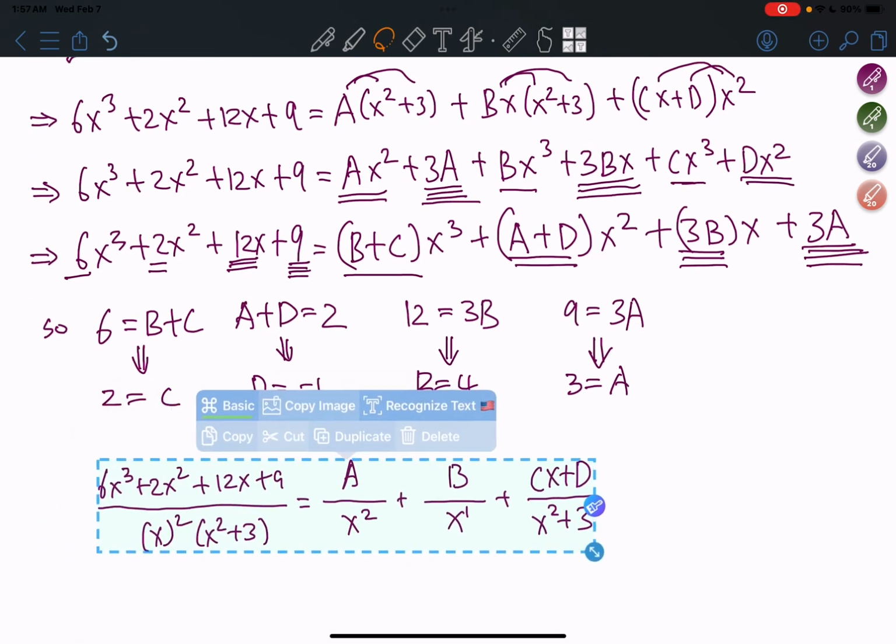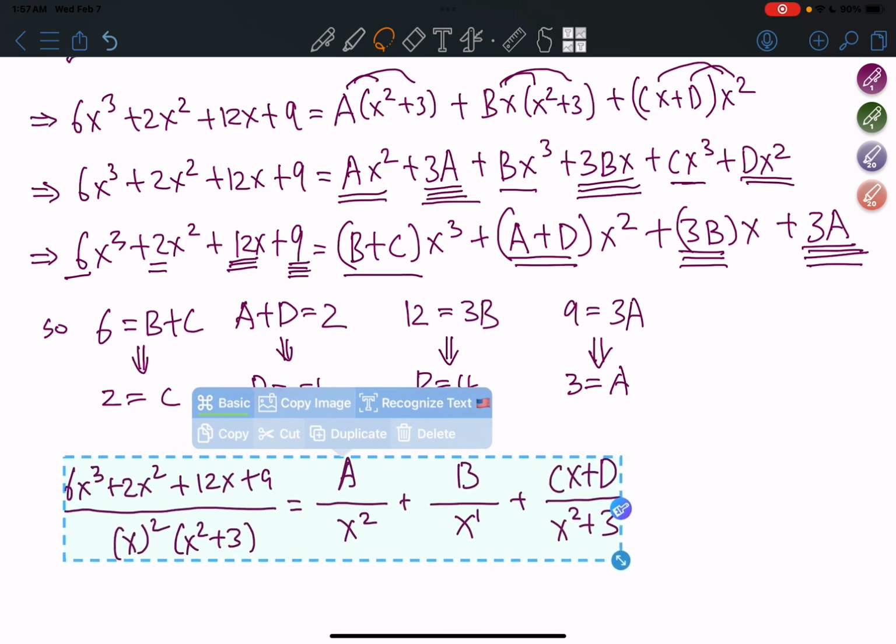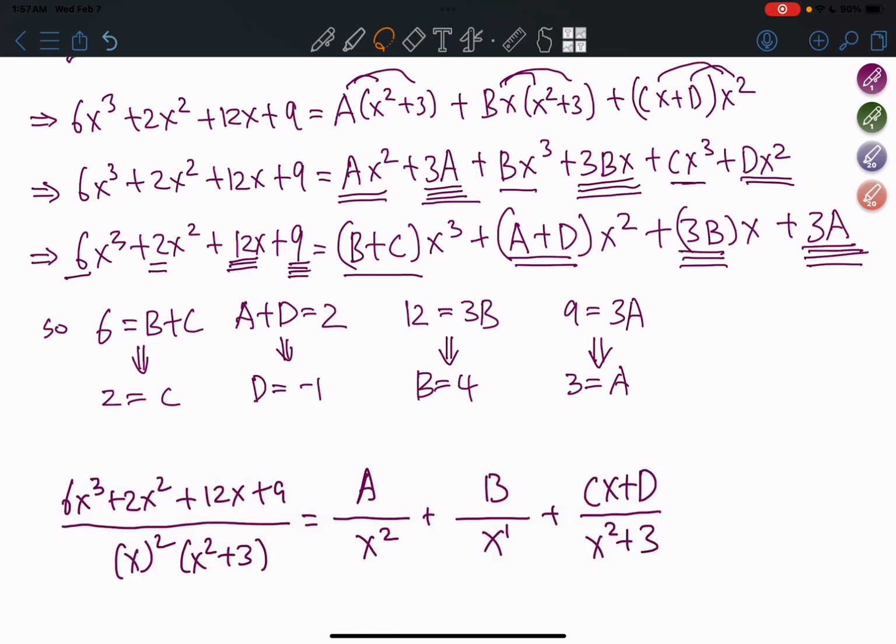But when you're writing this, obviously on paper, you don't have this option. Just make sure you copy everything down carefully. Okay, so we got A and B. A is 3, B is 4, and C and D are C and D. C is 2, D is -1. Okay, and that right there is the complete partial fraction decomposition.